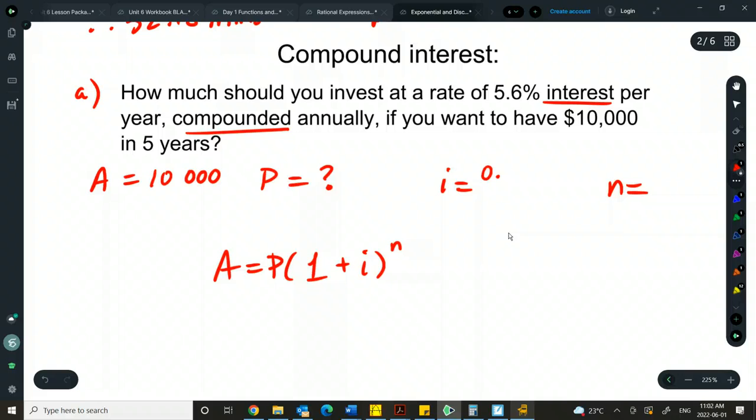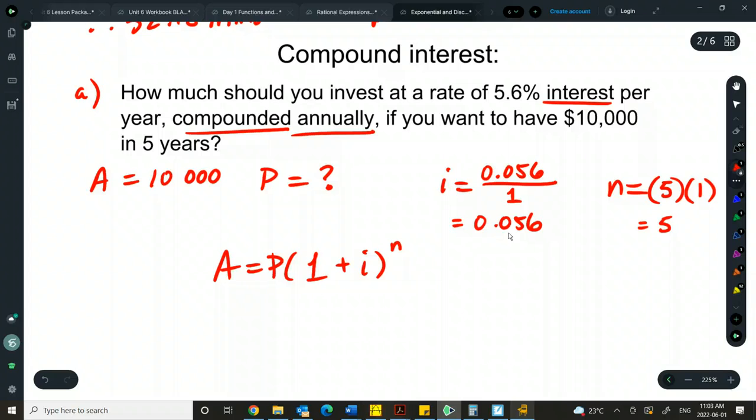I is the interest rate as a decimal divided by the number of compounds per year. If this is compounded annually, that's divided by 1 compound per year, so I will stay as 0.056. N is the number of years, so 5 years, times the number of compounds per year, which will always match the number here, which is 1. So at the end of 5 years, I've compounded my interest 5 times. That's what N is. So let's plug in.